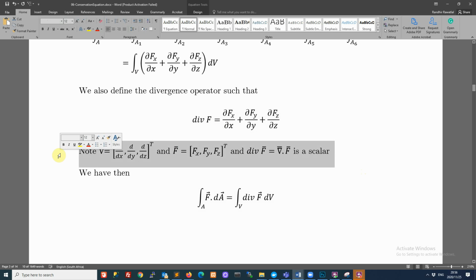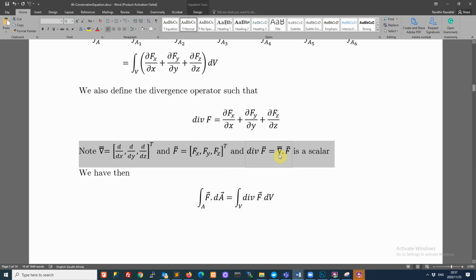Here's just a short comment that you could also write the divergence. You could recognize that the divergence is something like the dot product of nabla operated on f.